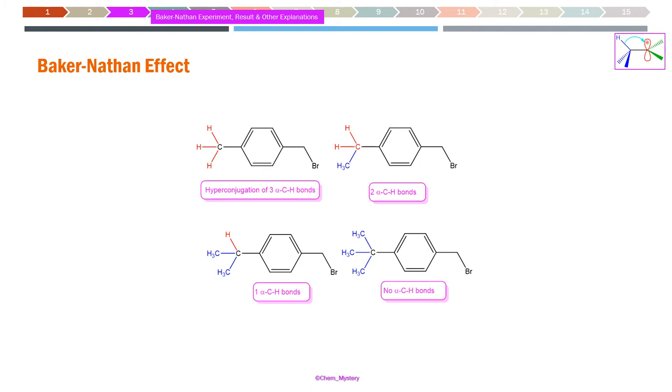So to sum up this Baker-Nathan effect, we are seeing here that when you are having three alpha carbon hydrogen bonds, you are having a much greater electron delocalization effect in comparison to two alpha carbon hydrogen bonds. When we are replacing this whole group with ethyl, only these two carbon hydrogen bonds can be delocalized. When we are keeping isopropyl group, only one hydrogen can be delocalized. And in presence of t-butyl group, when R is equal to t-butyl, the delocalization of the carbon hydrogen bond is not possible because there are no alpha hydrogens present. No alpha carbon hydrogen bonds are present. This is what we now relate as hyperconjugation. Initially, this was being called the Baker-Nathan effect.